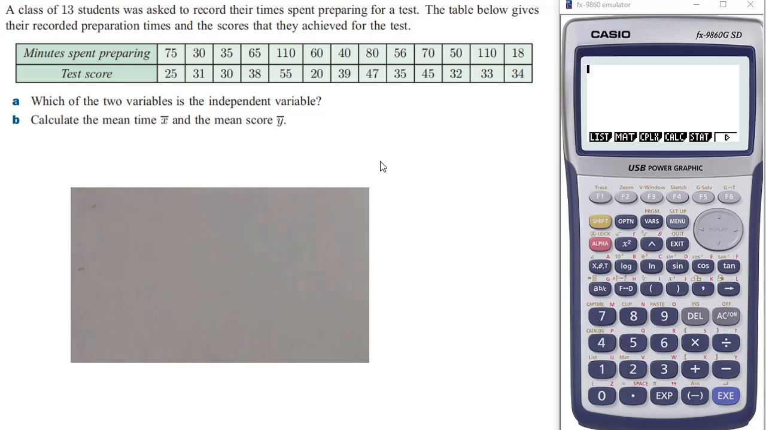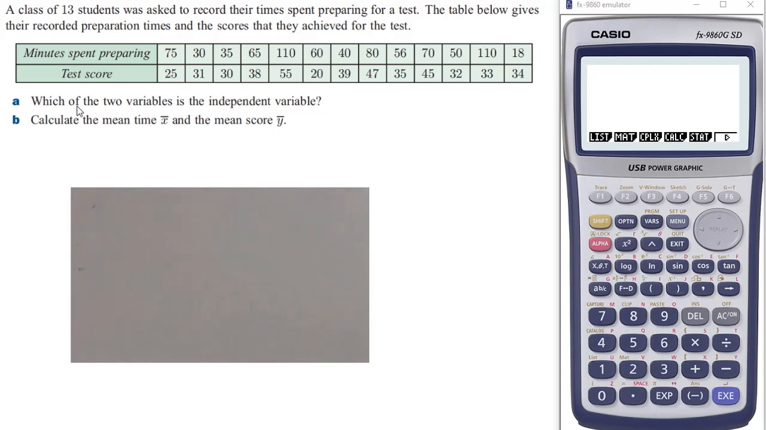So let's read the question. Say a class of 13 students was asked to record their times preparing for a test. The table below gives their recorded preparation times and the scores that they achieved for the test. So here you go. Minutes spent preparing for the test, so 75 minutes, 30 minutes, 35 and so on. And the score they actually got in the test, which is probably a percentage, but you're probably not actually looking at that, but it's test score.